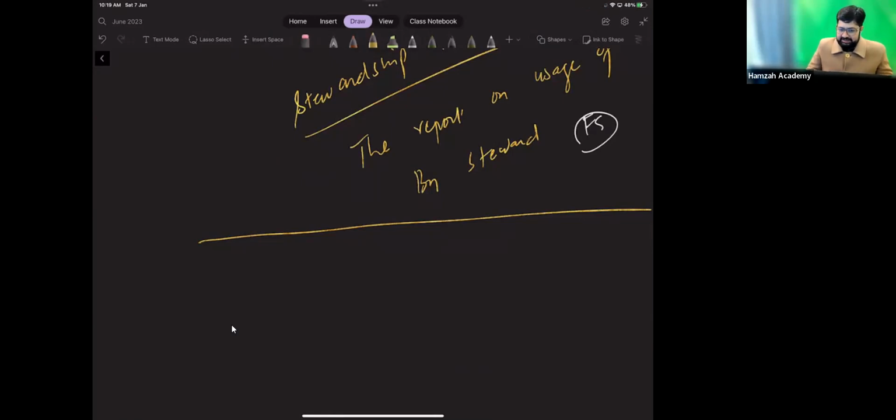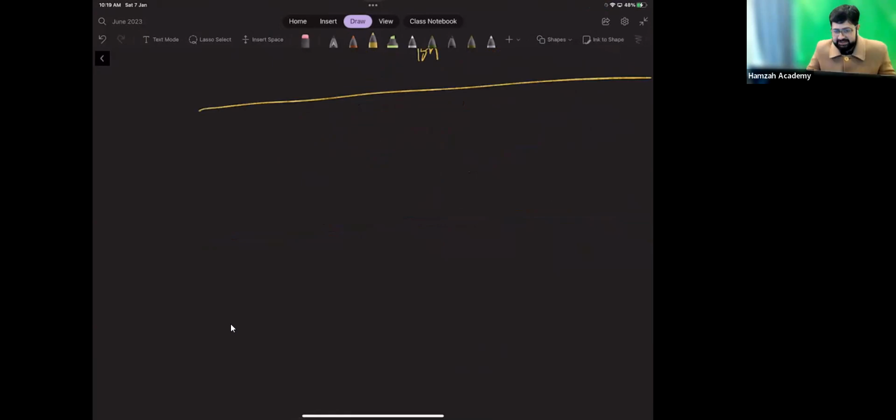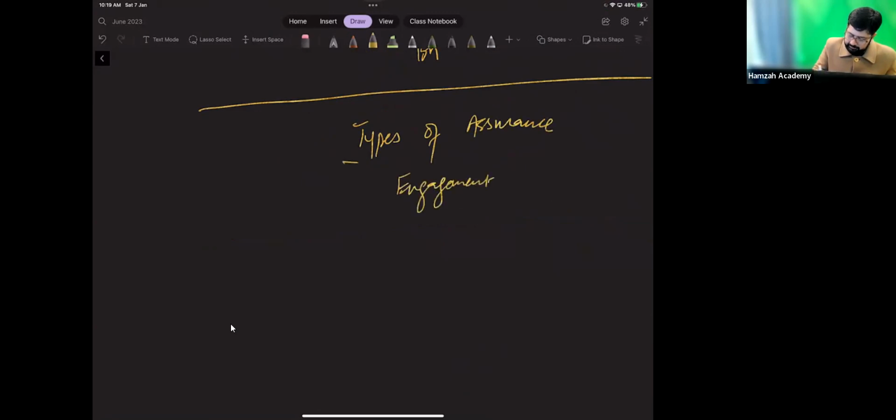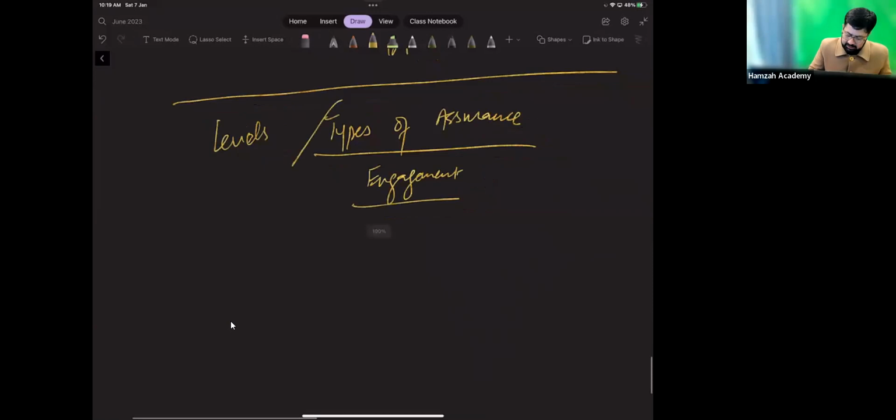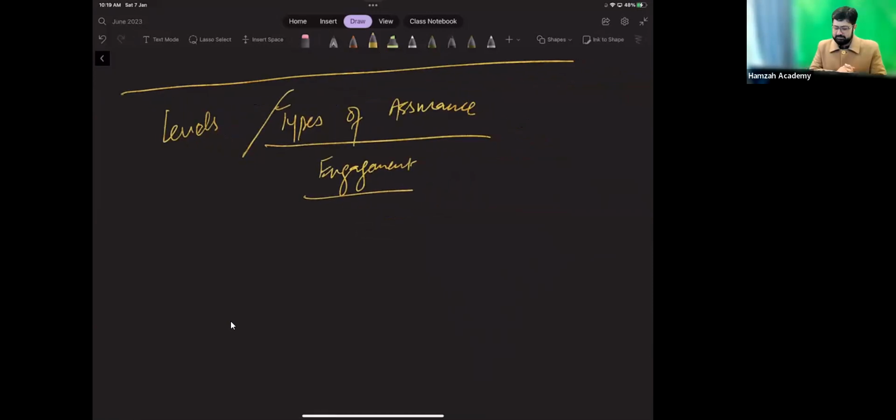The next point is we have discussed assurance engagement. Now, the types of assurance engagement. If I say levels, that will be more appropriate, but they are spoken in both ways, types or levels, because of the level of confidence enhancement. Let me try to make it understood to you people.